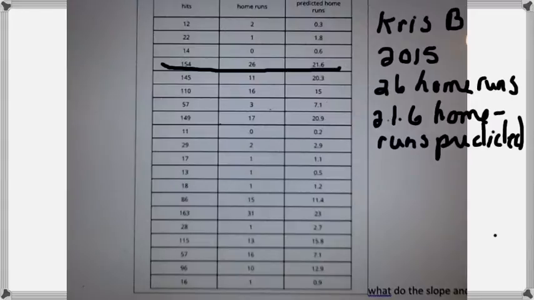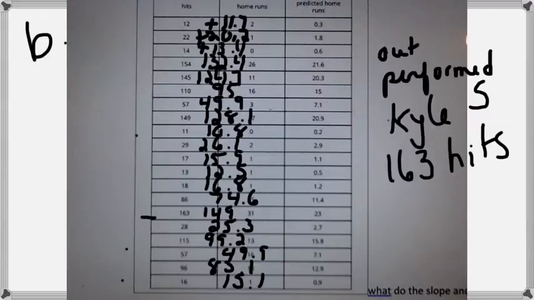Second question asks you to figure out who Kyle was, who had the greatest difference between the predicted hits and the actual hits. And so I just went through here quickly and took each of these hits numbers minus the predicted hits to show what the change was. So for instance here, 12 minus 0.3 is 11.7. So this person, whoever they are, had 11.7 more hits than the model predicted they would have.